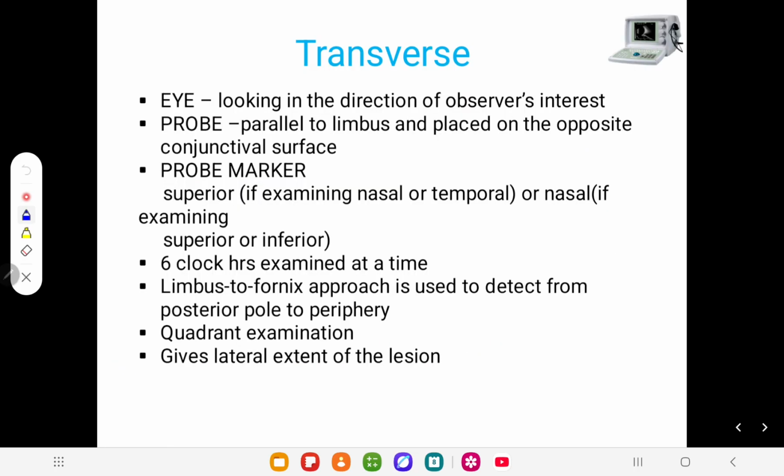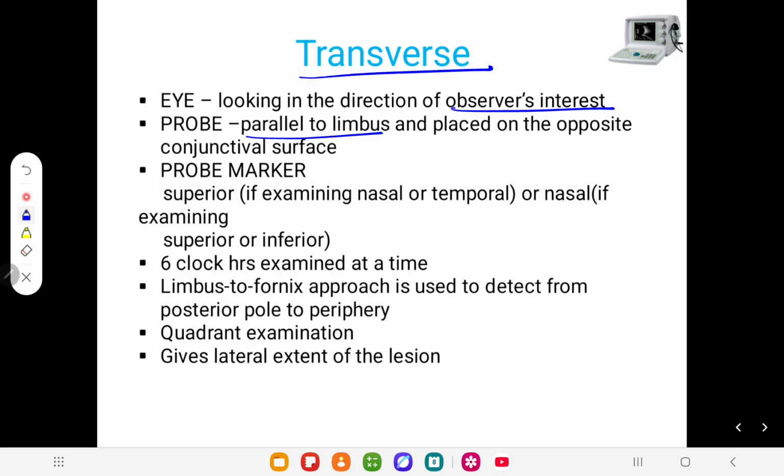So what is transverse and then longitudinal? Okay, what is transverse? The eye is looking in the direction of the observer's interest. Basically, the eye is not in the primary gaze. The observer means we, the optometrist or ophthalmologist. Okay, the probe is parallel to the limbus.